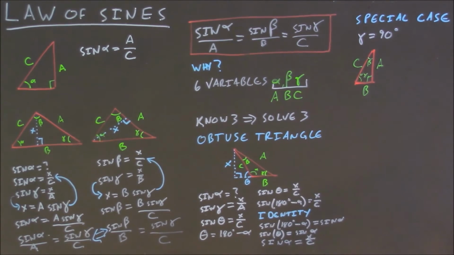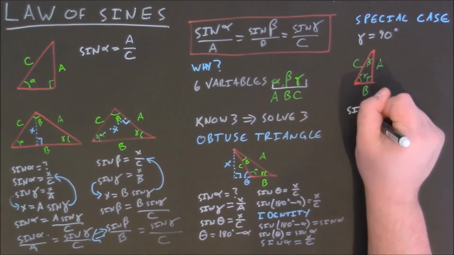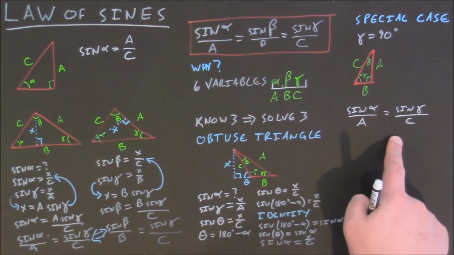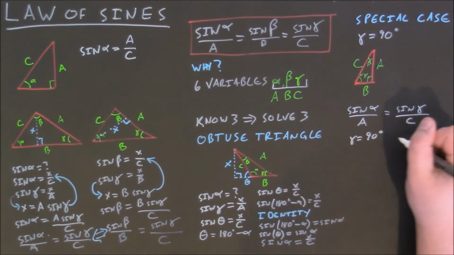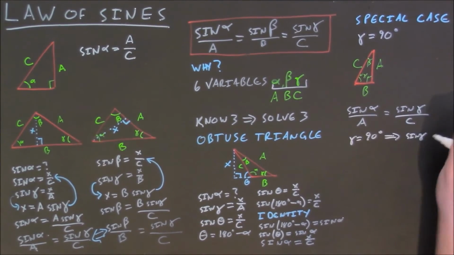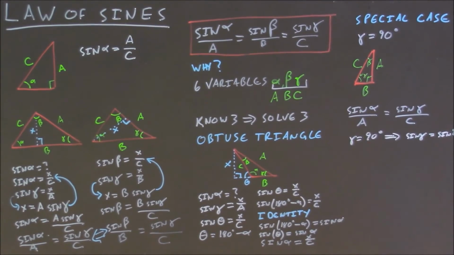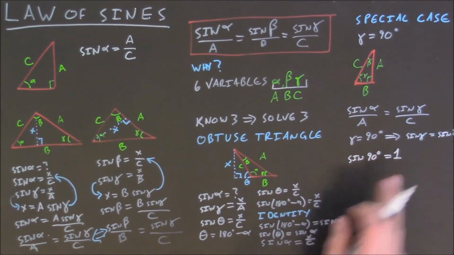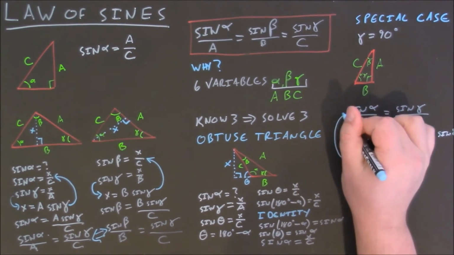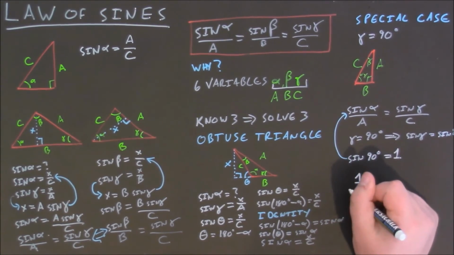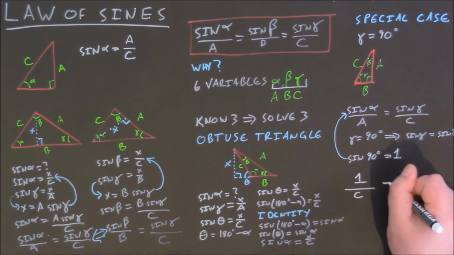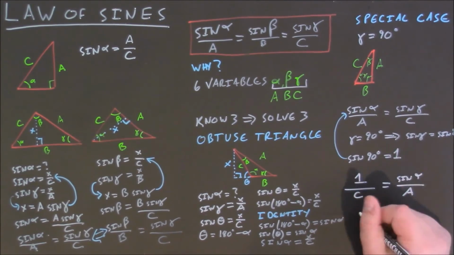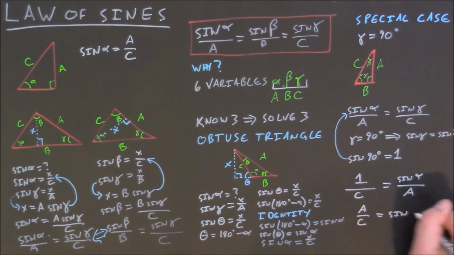Well, in this case, let's write out the law of sines. So we have that sine alpha over A is equal to sine, let's say gamma, over C. Now, if gamma is equal to 90 degrees, then we know that sine gamma is equal to sine of 90 degrees. Now, when you have sine of 90 degrees, we know that that is equal to 1. So take this and plug it into this equation, and we come back to 1 over C is equal to sine alpha over A. Let's rearrange this, and what do we get? We get that A over C is equal to sine alpha.